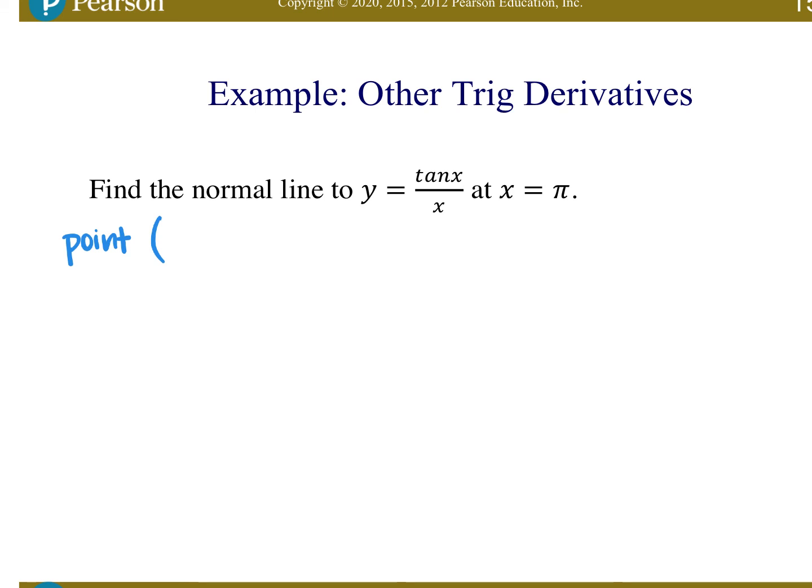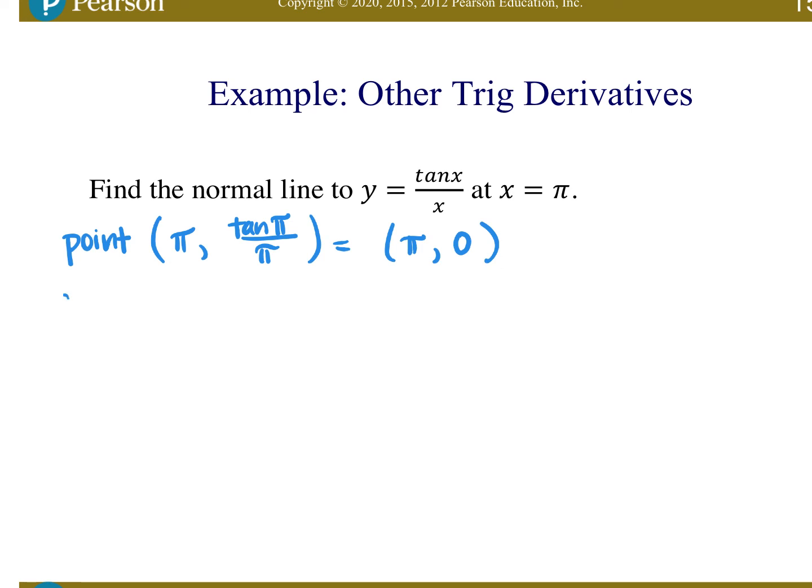All right, so we've got pi, and then we're going to need tangent of pi divided by pi. So we know pi is our x value. What does our y value turn out to be if you know your trig? 0. The tangent of pi is 0, and no matter what you're dividing that by, it will still be 0.